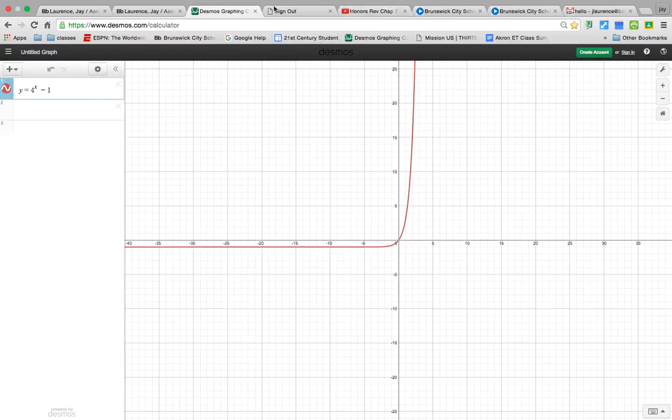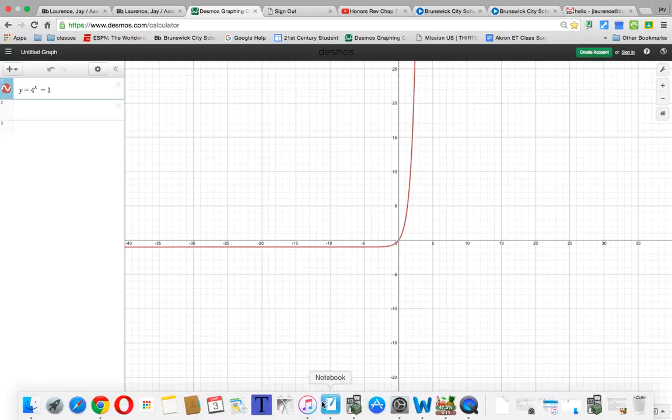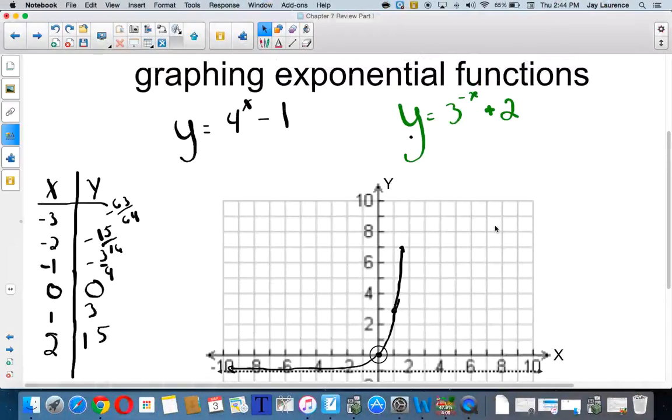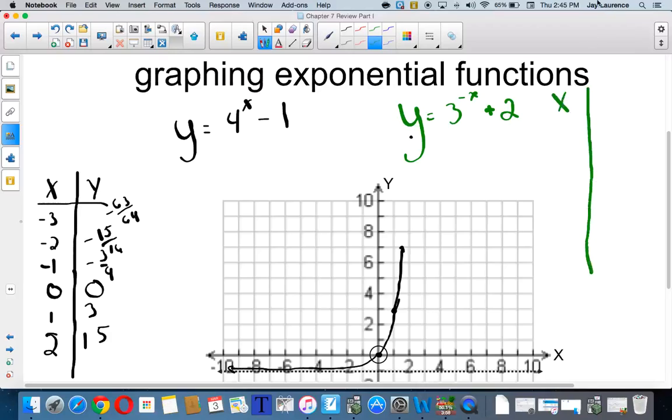And now the other one is y equals 3 to the negative x plus 2. And so that's going to cause a change here. So let's see what's going to happen. I think my quarter pipe shape is going to look a little bit different. All right, so let's try the same numbers: -3, -2, -1, 0, 1, 2.